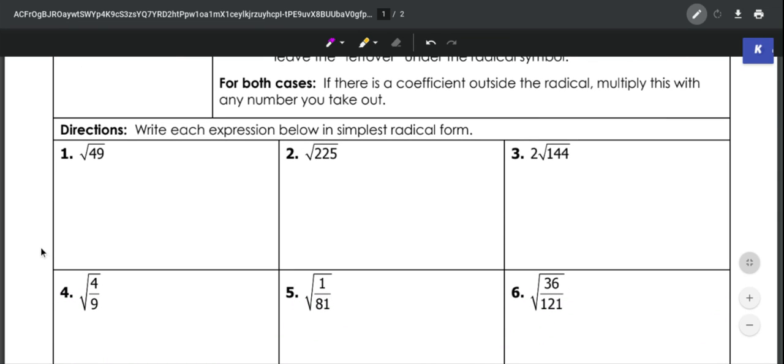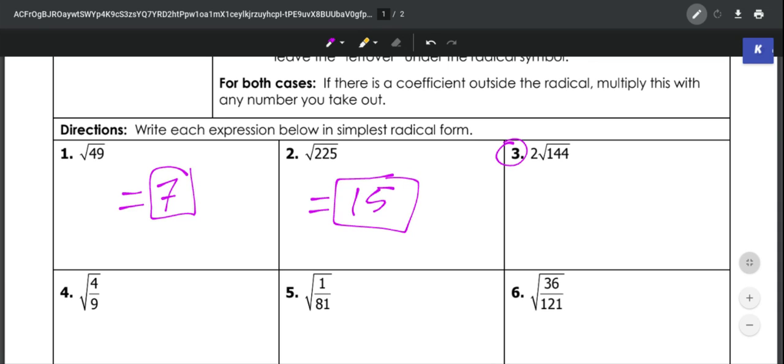So number 1, we've got radical 49, and 49 is a perfect square. So we just take the square root of that, and it would be 7. On number 2, we've got the square root of 225. That would be equal to 15. That's a perfect square.